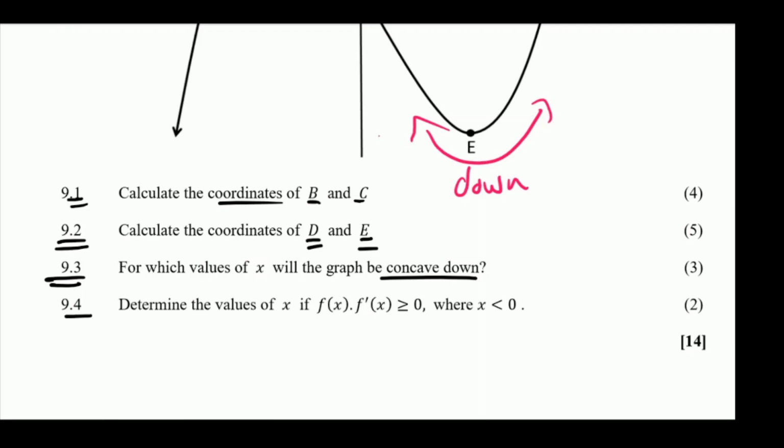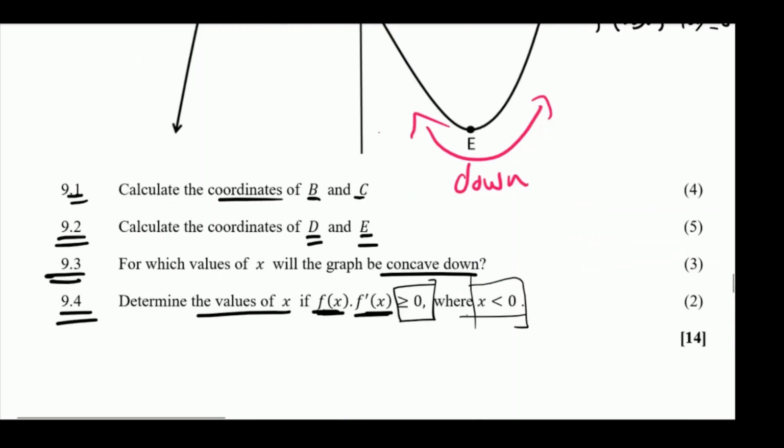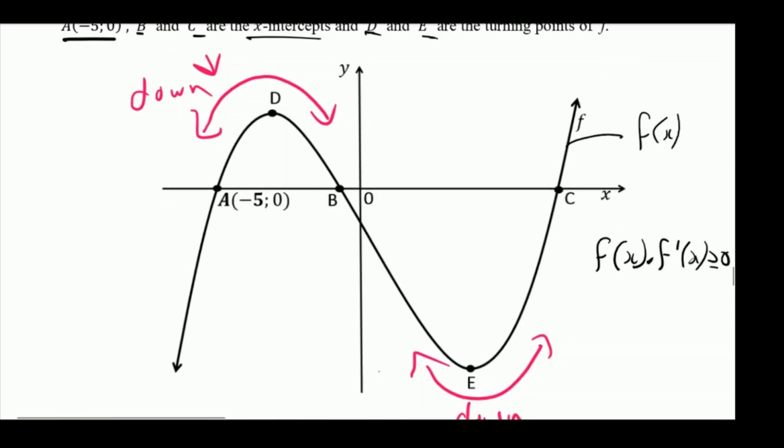Now we're going to do 9.4, where we are asked to determine the values of x such that when you multiply the f of x with its derivative, you're getting a solution that is greater or equal to 0. So we go back to our f of x, right? This is our f of x, and we are told that when you multiply the f of x with its derivative, your solution must be greater or equal to 0, right? So where does that happen?